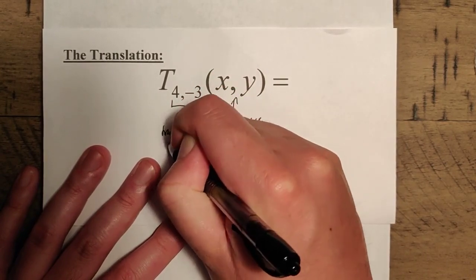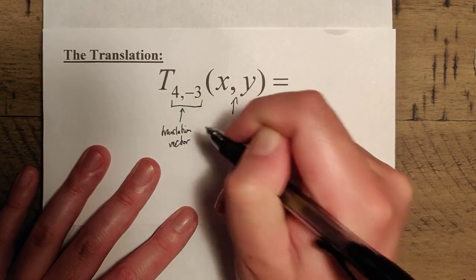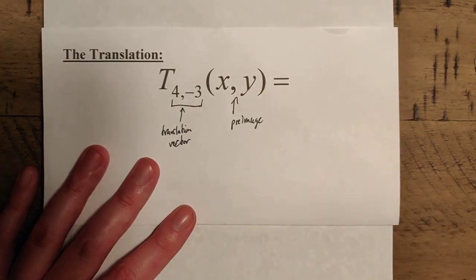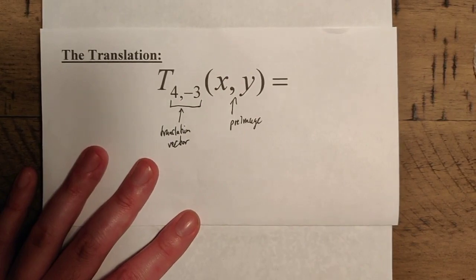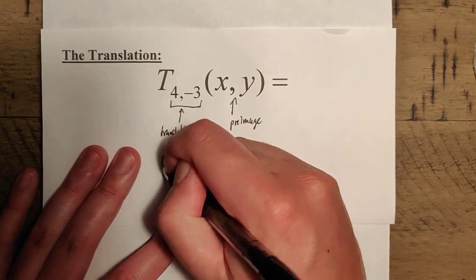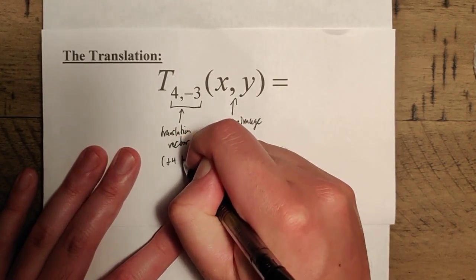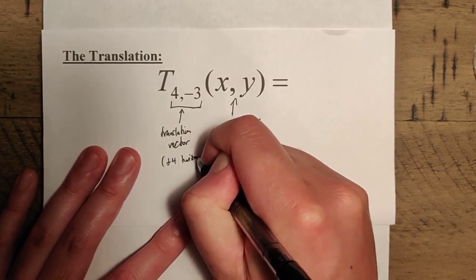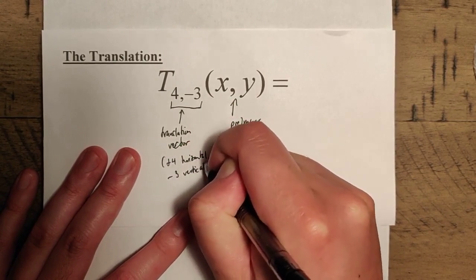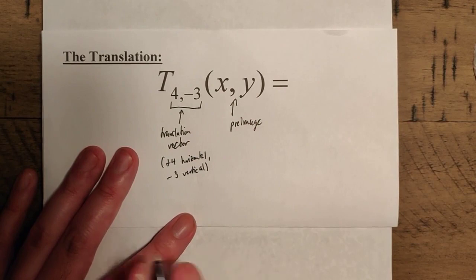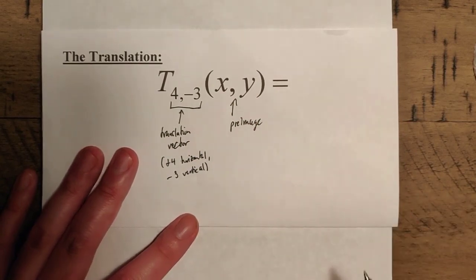Now, I realize the term vector is a little scary. You'll be looking at vectors a lot more in physics and in higher level mathematics, but a vector really is just a direction. So this really means +4 horizontally, and then -3 vertically. All it really is doing is telling you what to do. In this case, shift 4 units to the right, shift 3 units down.